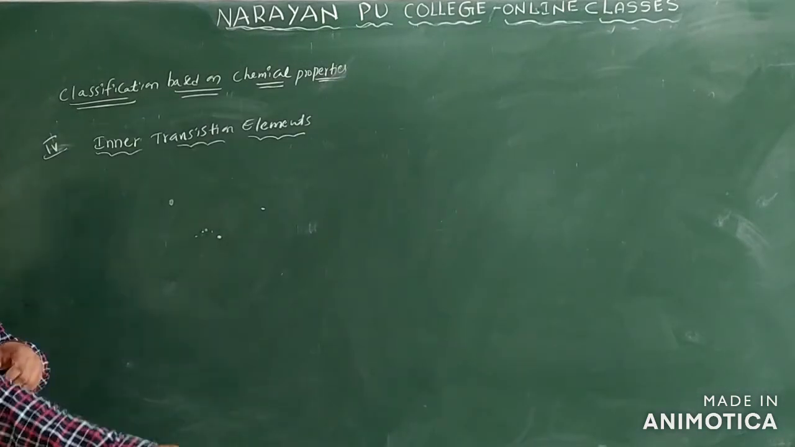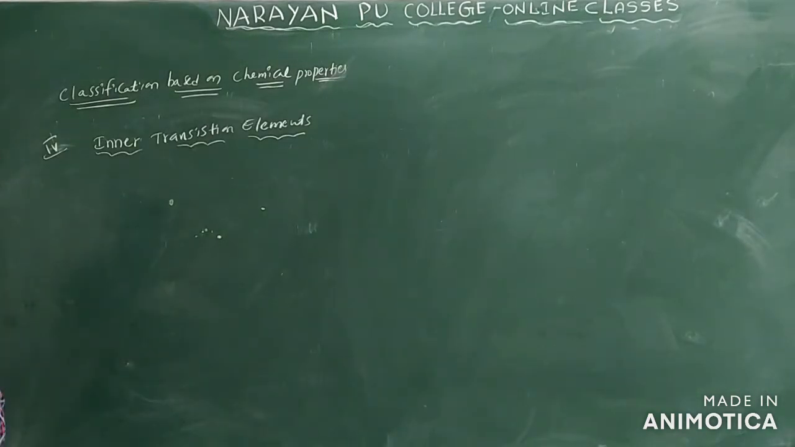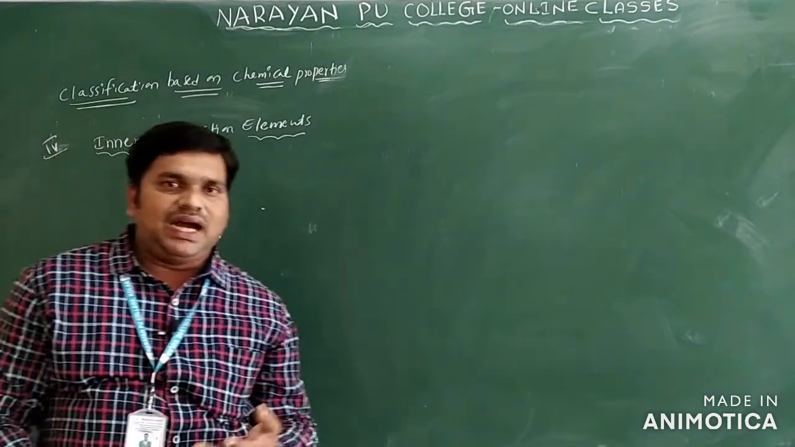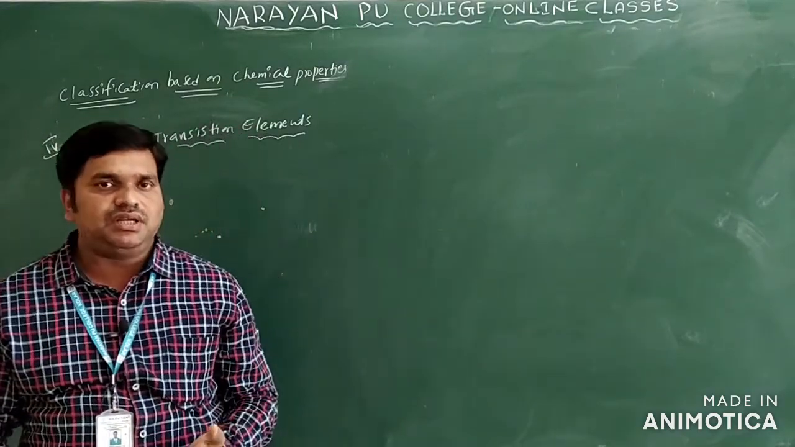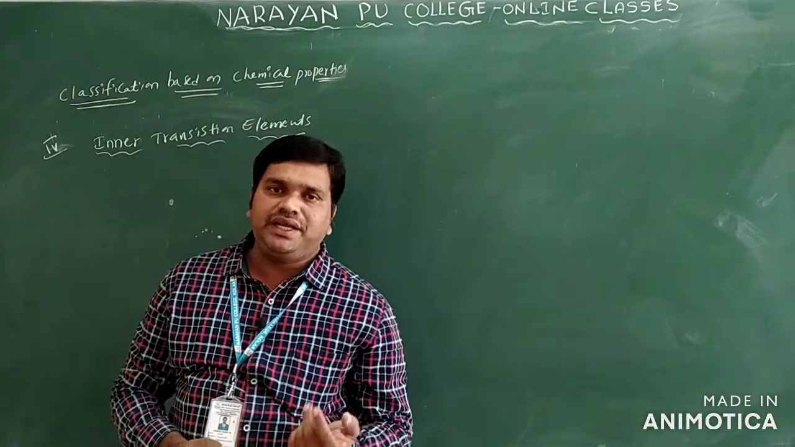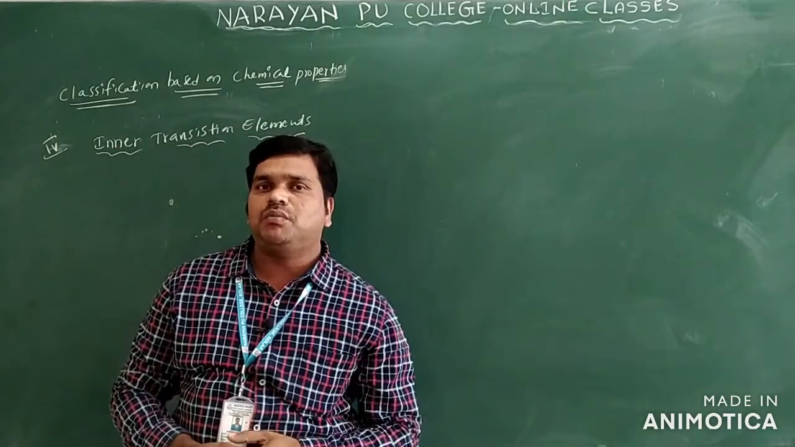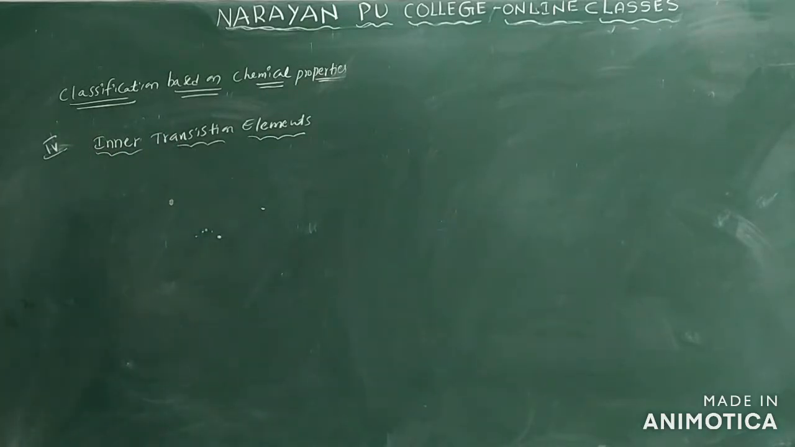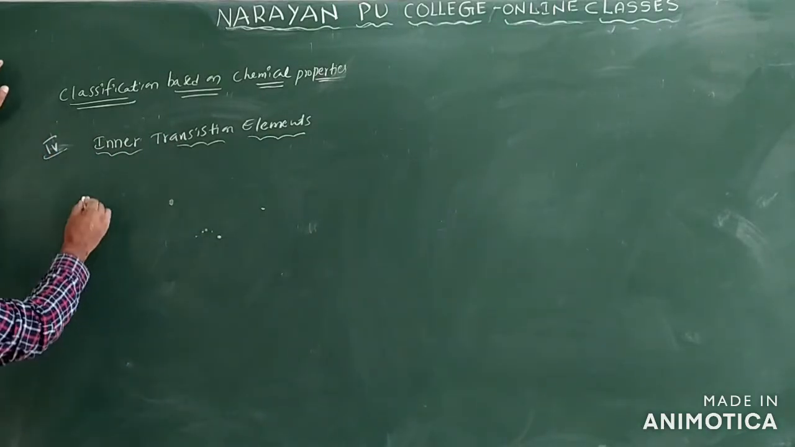So the next one we have is inner transition elements. In these inner transition elements, three shells are there. What three shells? Ultimate shell, or we can say valence shell, penultimate shell and anti-penultimate shell. All those are incompletely filled.